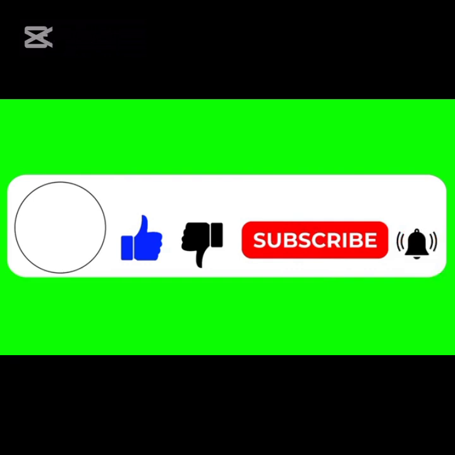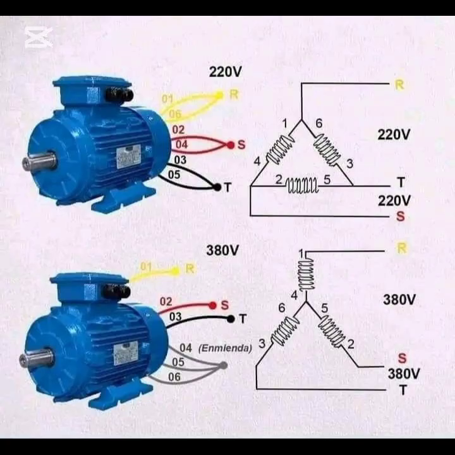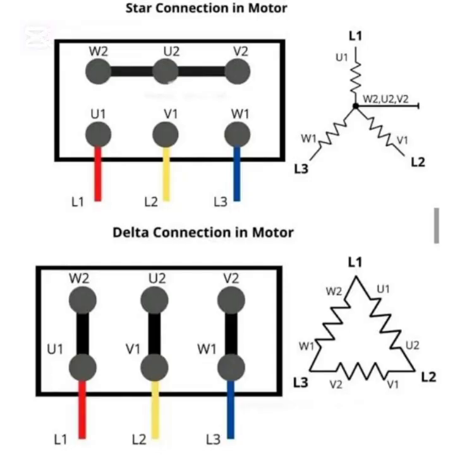Today, let's talk about a very important topic: delta and star winding comparisons. It is important to note that the winding processes are the same, but the difference is in the terminal connections after the winding processes, and this is what classifies them as delta or star winding.